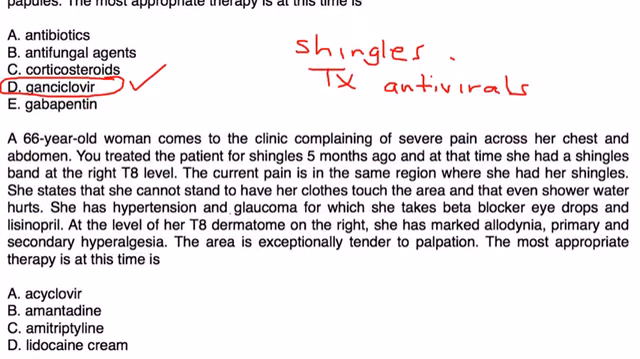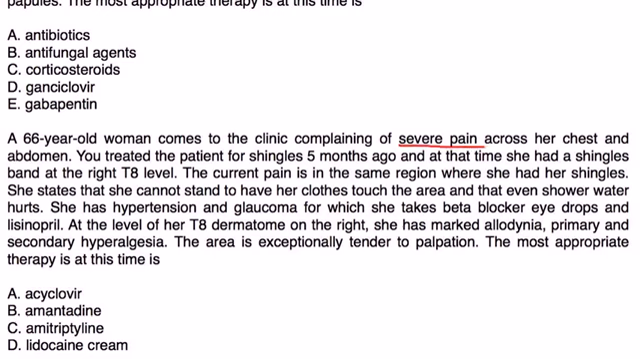And then finally, 66-year-old woman comes to the clinic complaining of severe pain across her chest and abdomen. You treated the patient for shingles 5 months ago, and at that time, she had a shingles band at the T8 level. The current pain is in the same region where she had her shingles. She states that she cannot stand to have her clothes touch the area, and even shower water hurts. She has hypertension and glaucoma, for which she takes beta blocker and lisinopril. At the level of her T8 dermatome on the right, she has marked allodynia, primary and secondary hyperalgesia. The area is exceptionally tender to palpation, and most appropriate therapy is.